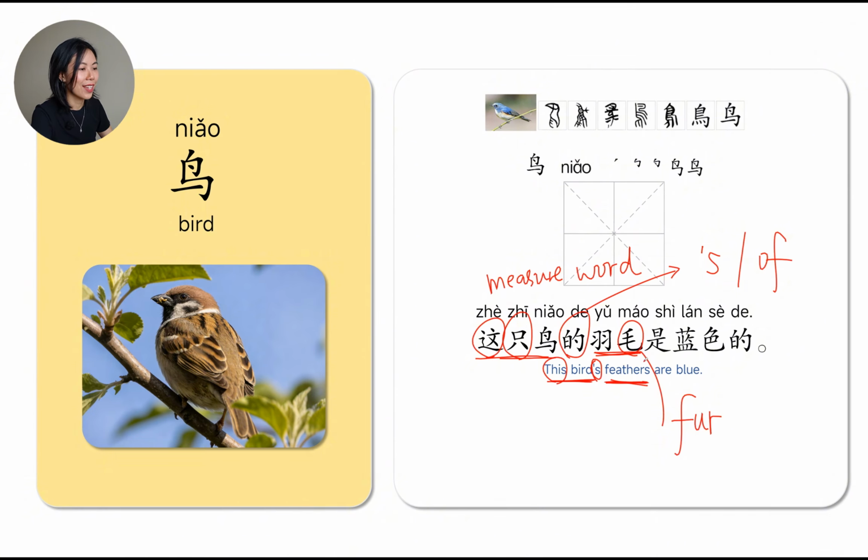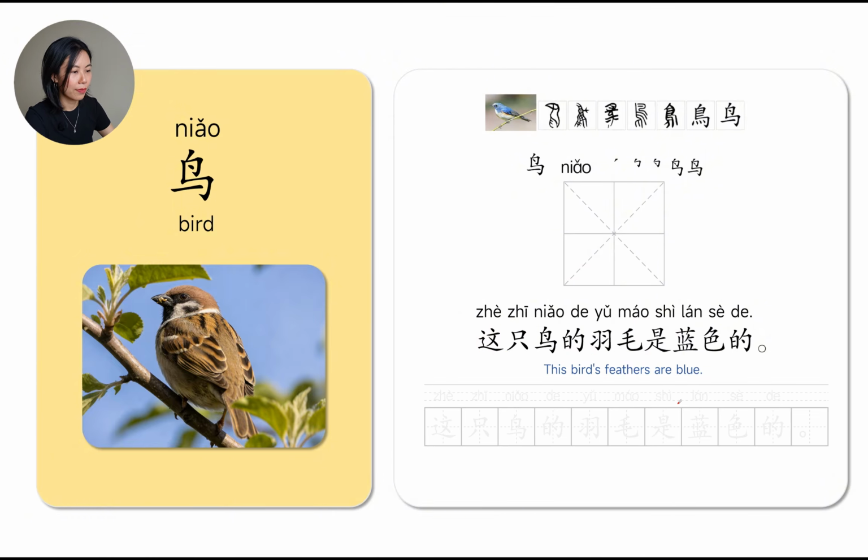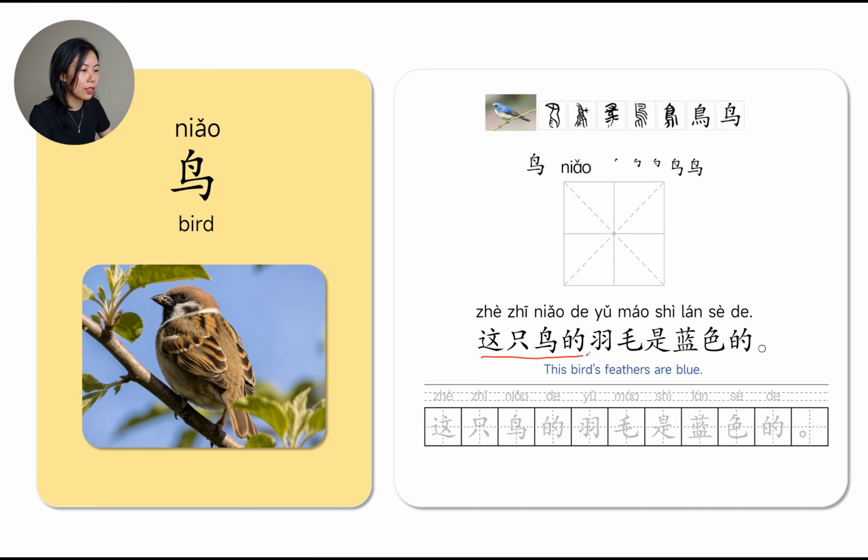Alright? And then 是 easy. 是 is R. 蓝色的 blue. Okay, so the whole sentence. 这只鸟的羽毛是蓝色的。This bird's feathers are blue. Before we move on to the next one, remember the bird character, because in the next character, we are going to use the bird as a bird radical.